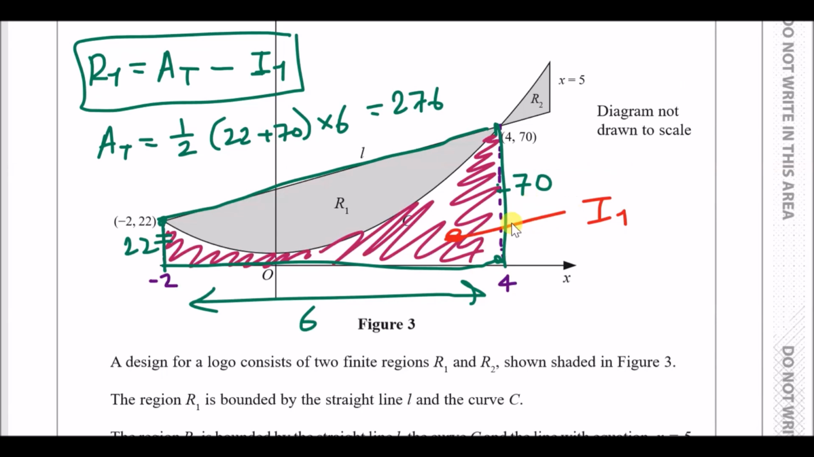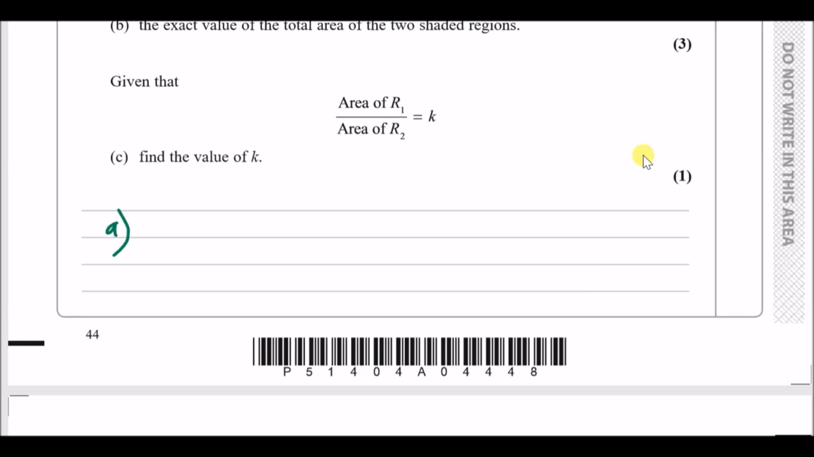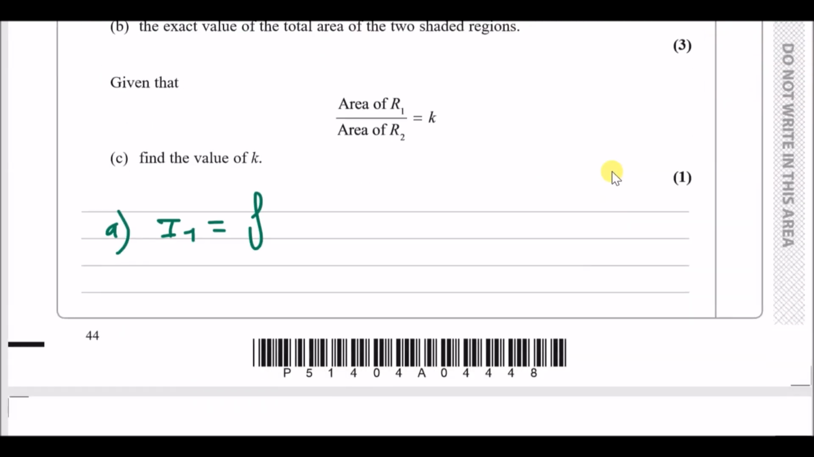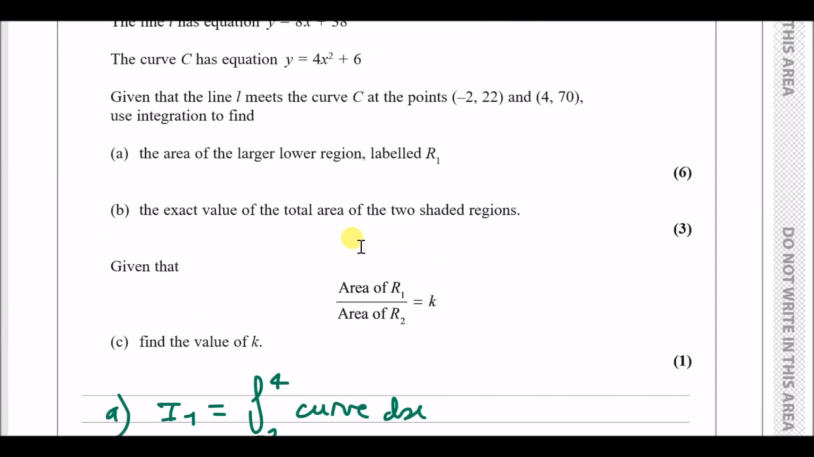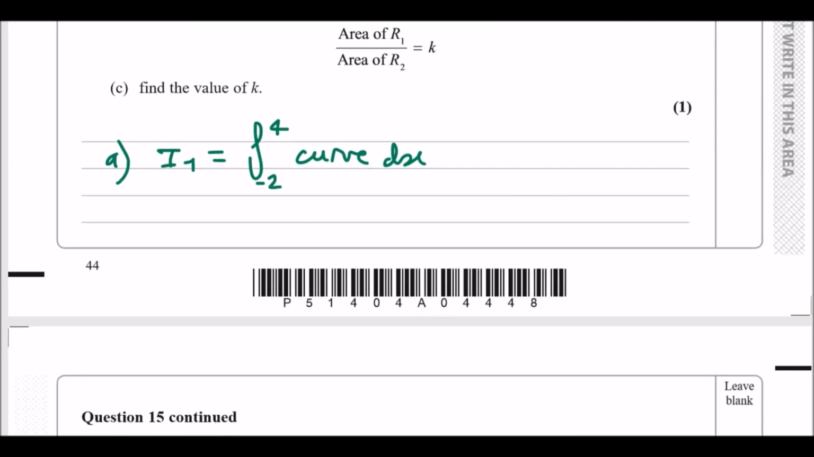Now, as for the purple region, I1, we need to use integration and calculate between the limits minus 2 and 4. So for part A, we can call this I1. We want to integrate from the two bounded limits, minus 2 and 4, of the curve with respect to x. We know the formula for the curve is right here: 4x squared plus 6. So we update the curve equation: 4x squared plus 6 dx. I use a bracket here just to indicate that you're integrating all of this with respect to x.